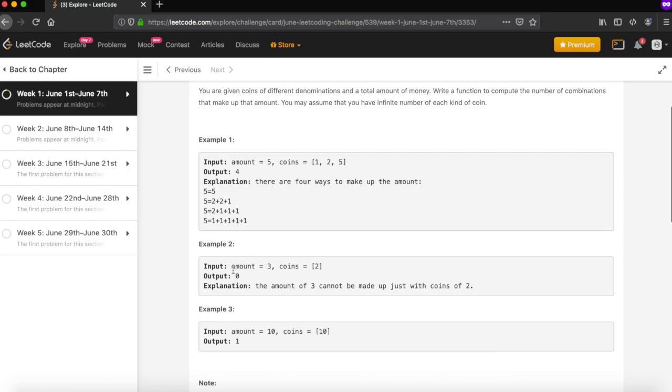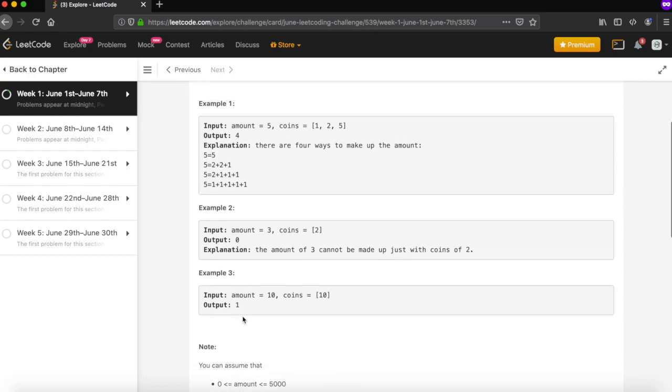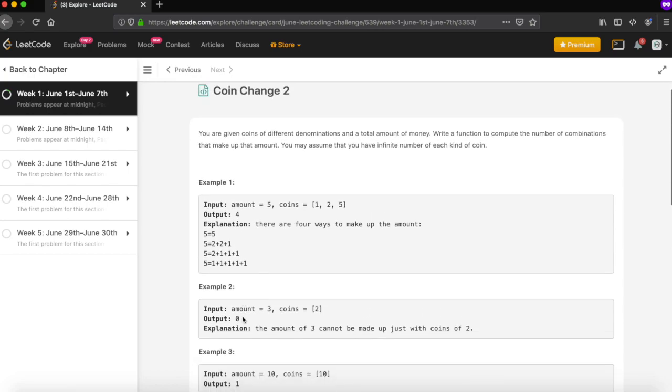We have a given amount of 3, and we have only one coin denomination, which is 2. The amount is higher compared to that, and we are not able to make any combination that fulfills amount 3. So the output is 0. In the next example, the amount and denomination are both the same, so we can make it only one way, using one coin of 10, and then the amount is equal to 10.